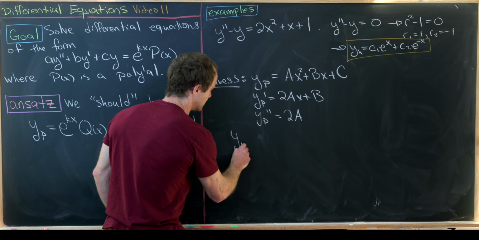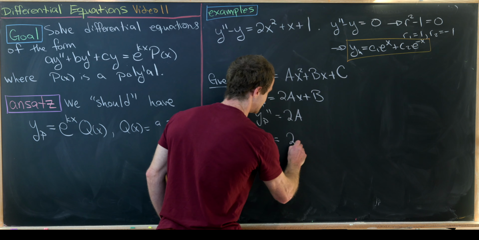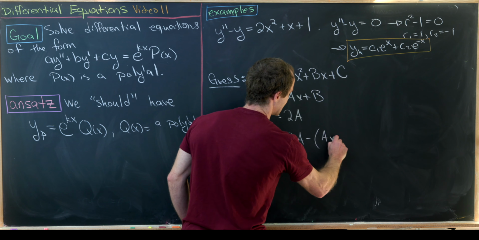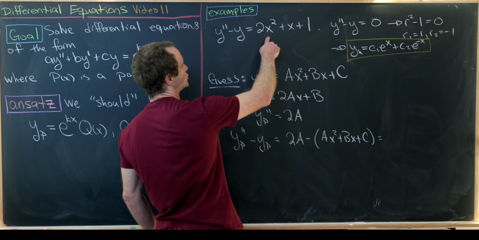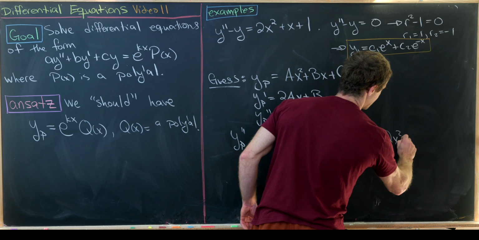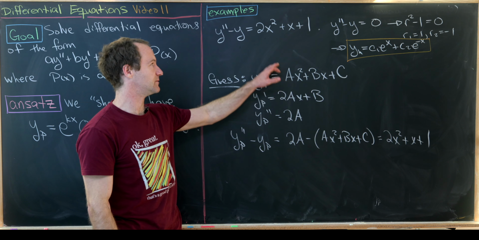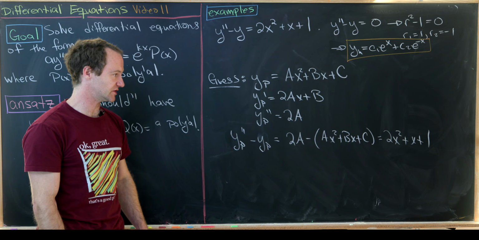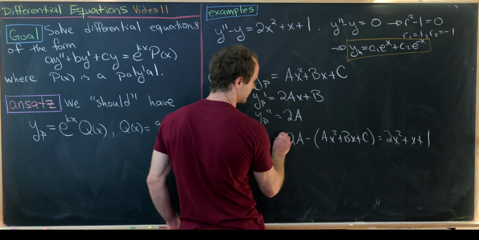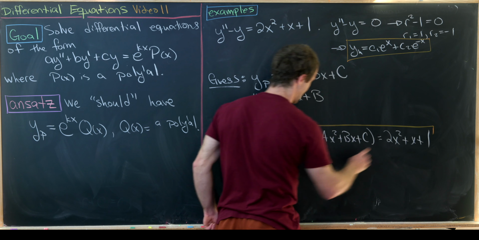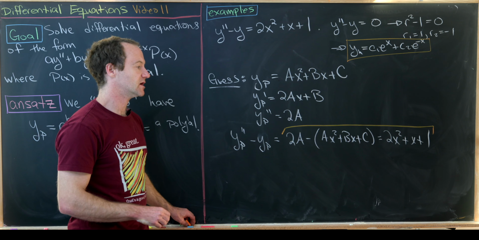But now we want to look at yp double prime minus yp. So that's going to be 2a minus ax squared plus bx plus c equals 2x squared plus x plus 1. So we're imposing the condition that this yp is a solution to our differential equation. And that sets up the following equation, which is really the important equation to look at in this case. And that would be this: 2a minus that polynomial equals 2x squared plus x plus 1.